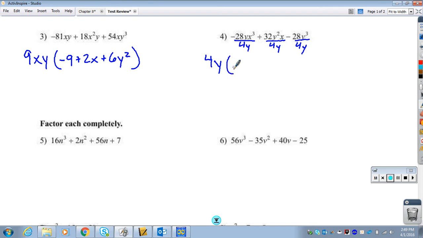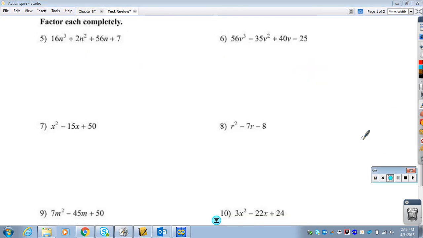Negative 28 divided by 4 would be negative 7. My y's would cancel out, and I have x to the 3rd. 32 divided by 4 is 8. Y squared divided by y is y, and then that x stays there. Negative 28 divided by 4 is negative 7. Y to the 3rd divided by y is y squared. And there's my final answer.